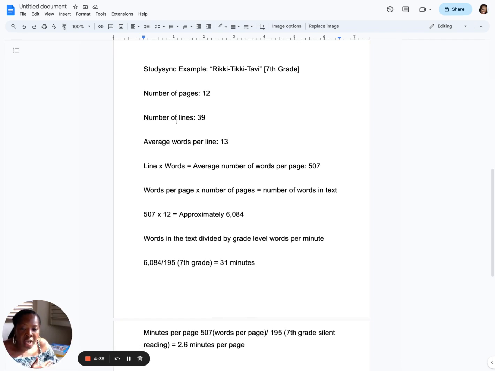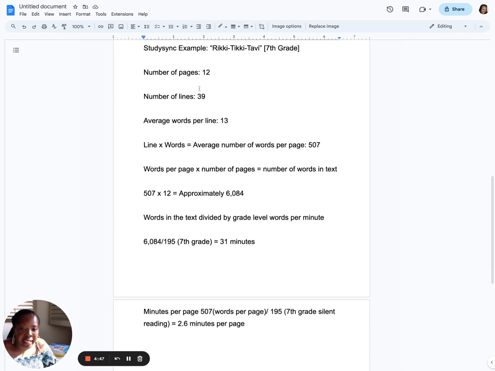12 pages, 39 lines on the average on the longest line, and counting across, there are about 13 words per line. So in order to find out how many words on the page, you take the lines by words, that gives you 507. To find out next, how many words in this text, you take the number of words on the page and you multiply that by the number of pages. So in Rikki-Tikki-Tavi, seventh grade StudySync student text, there are approximately 6,100 words.